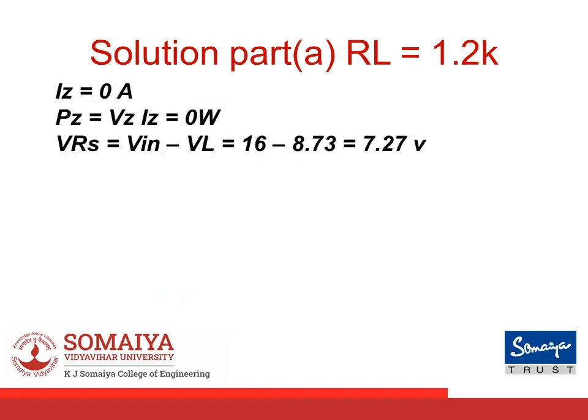Since the Zener is off, the current flowing through the Zener would be equal to 0 amperes and the power dissipated in the Zener would be 0 watts. The voltage drop across the series resistance can be found as the difference between the input voltage and load voltage. It comes to be 7.27 volts.